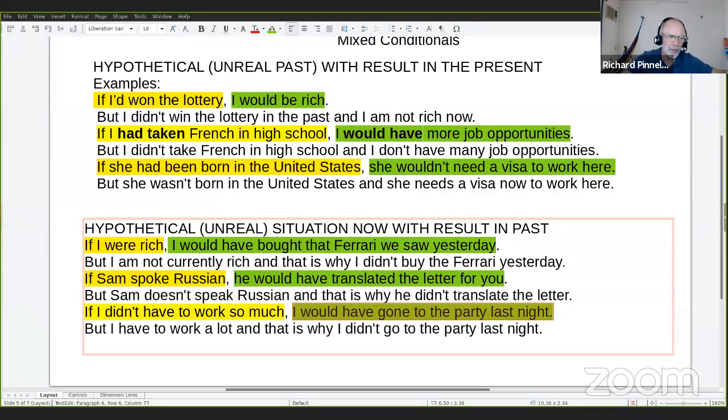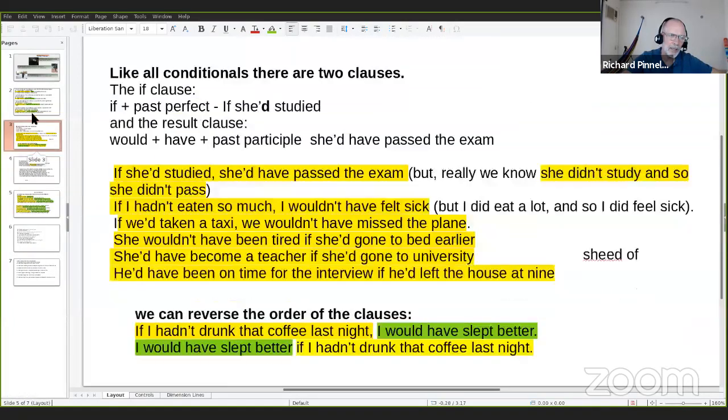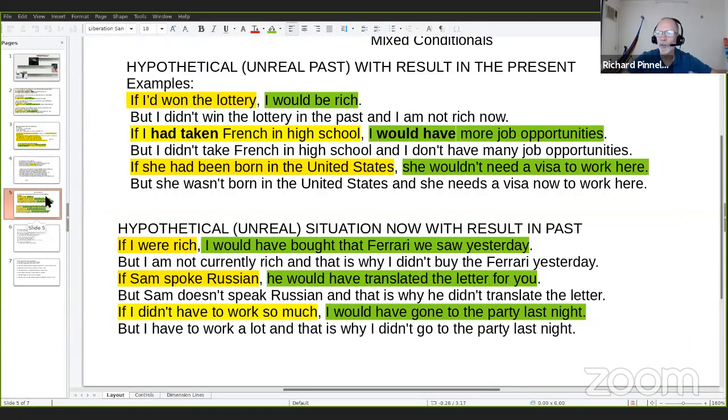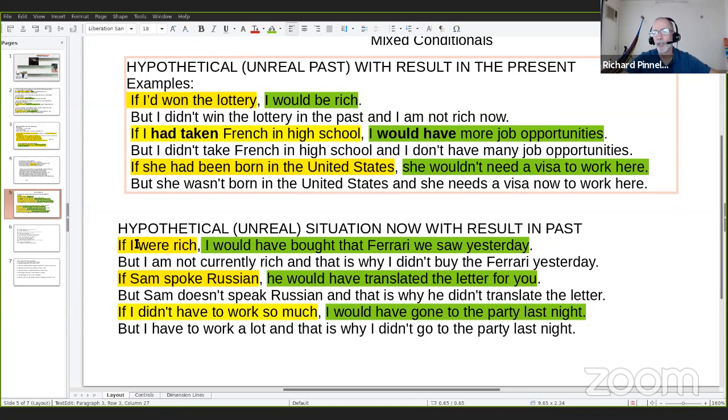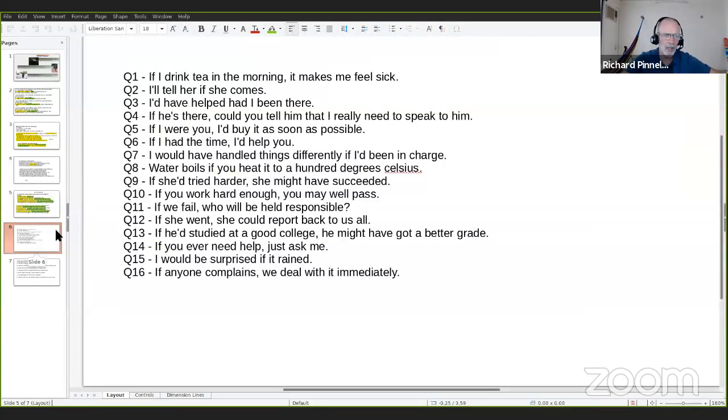Good, so that covers all of this subject, quite a complicated subject. The third conditional used to talk about imaginary situations in the past with a result in the past, and also mixed conditionals where you have an imaginary situation in the past with a result now, or the opposite, an imaginary situation now with a result in the past. So let's continue then with questions.